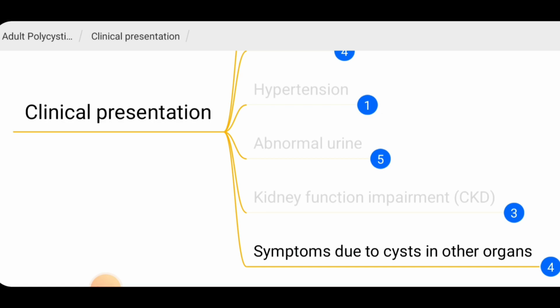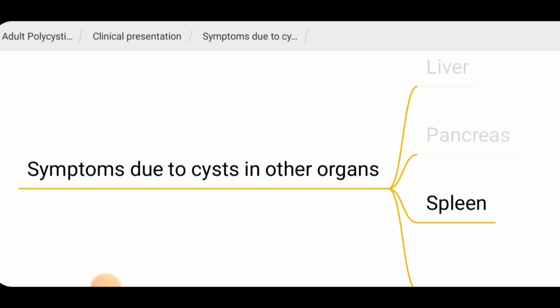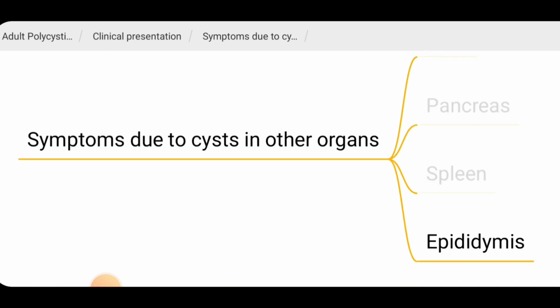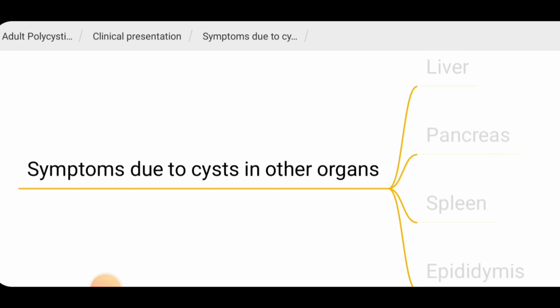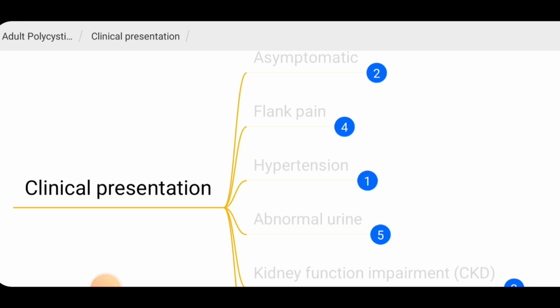And also they may present with symptoms due to cysts in other organs. What are the other organs which can develop cysts simultaneously with adult polycystic kidney disease? The liver, pancreas, spleen and epididymis. So these organs can develop cysts with adult polycystic kidney disease. Those are the clinical presentations of this condition.